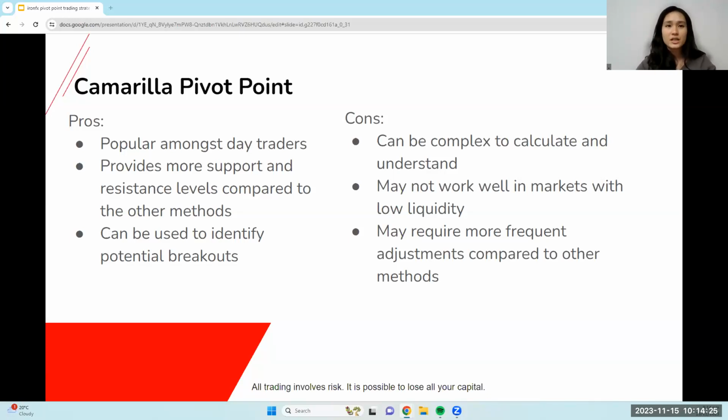Okay, next we have the Camarilla pivot point. Some pros of this is that it's popular amongst day traders and provides more support and resistance levels compared to other methods, and can be used to identify potential breakouts. Cons is that it can be difficult to calculate as well as understand, and it might not work well with markets with low liquidity, and may require more frequent adjustments compared to other methods.